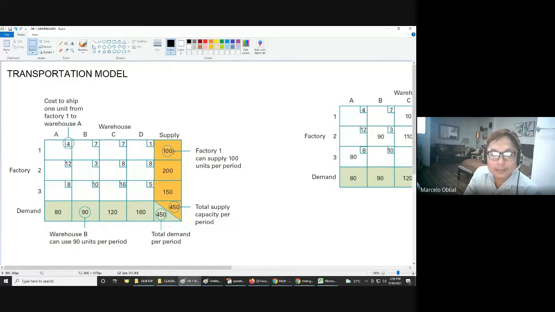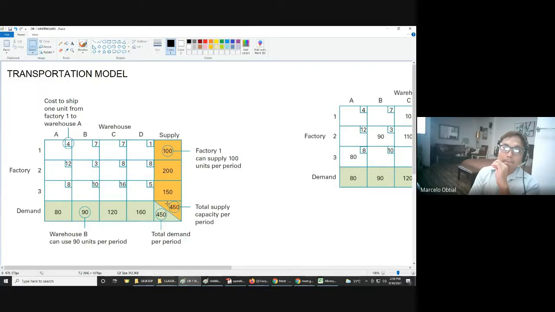Now, this is the supply, the available number of units found in factory 1. Demand is sort of the slot, the space where you can place your units. How many units can you place in warehouse A? Only 80. That's the capacity of your warehouse. So we notice that in this kind of table, the first thing we look at is that supply and demand should be equal. That should always be the first thing we check.